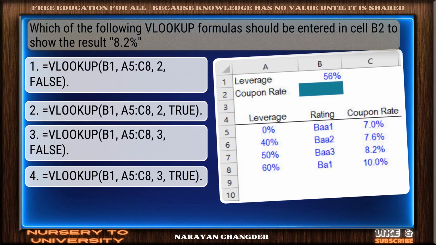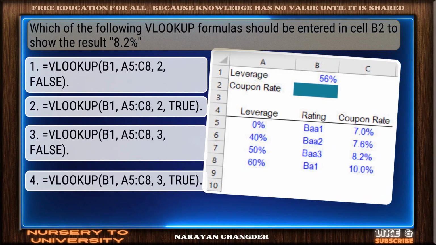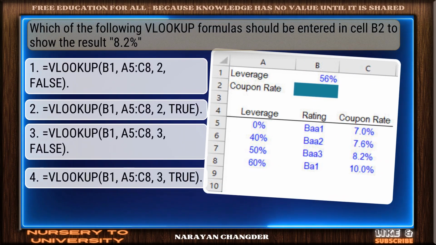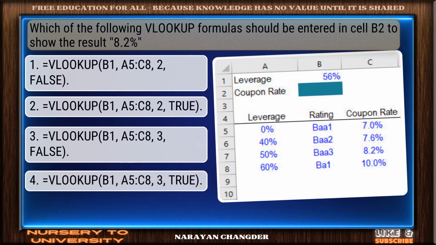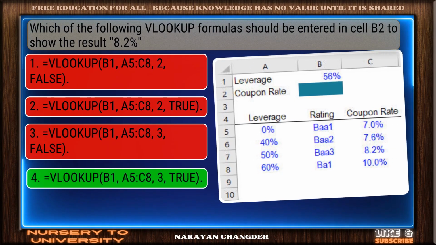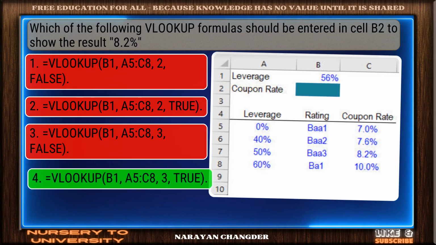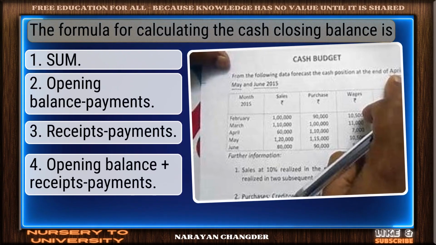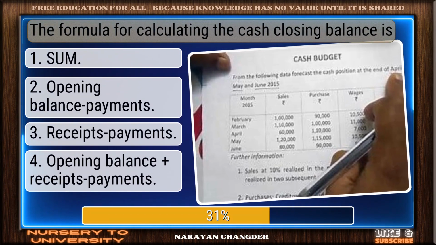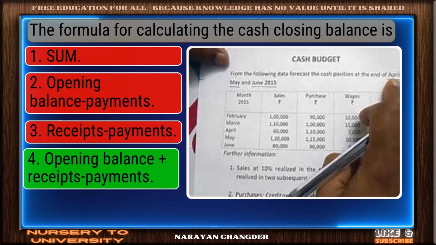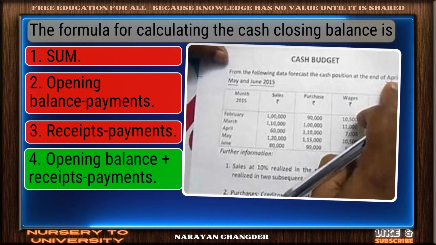Which of the following VLOOKUP formulas should be entered in cell B2 to show the result? 8.2%. Or, well picked. Equal to VLOOKUP is the correct answer. The formula for calculating the cash closing balance is... Exactly. Opening balance plus receipts minus payments makes sense, and it is the right choice.